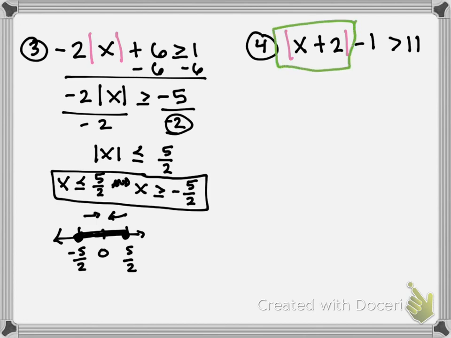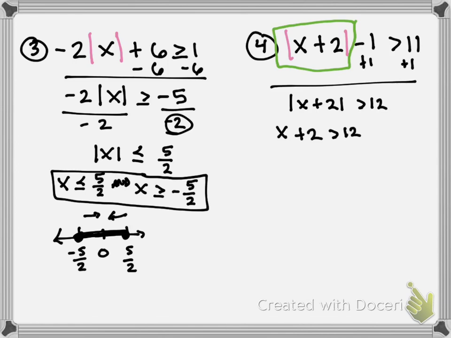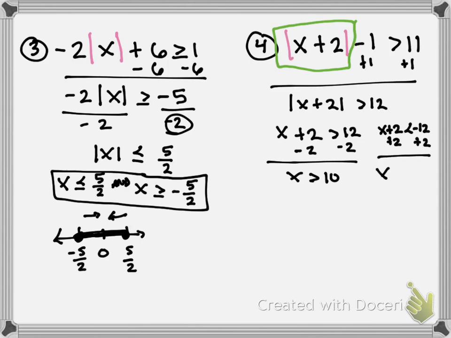So be careful with that. You're still going to start by adding 1 to both sides, but now I have the absolute value of x plus 2 is greater than 12. So I'm going to write what's in my absolute value sign and leave things the same. And then I'm going to write what's in my absolute value sign, flip my inequality, and have the opposite of what's there right now. So if I subtract 2, I get x is greater than 10. If I add 2, I get x is less than negative 10.